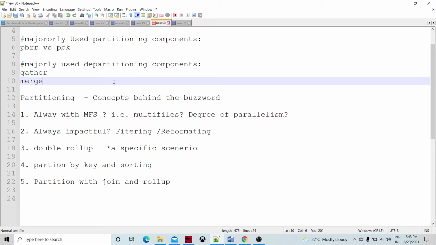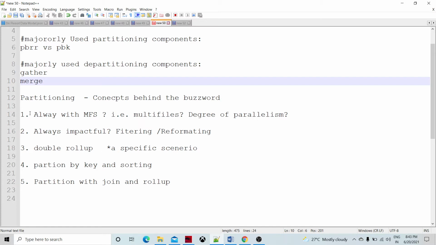We cannot expect a particular order from the gather's output. Okay, and if we want to consider ordered input or ordered output, then merge is going to be used. So let's talk about different buzzwords or different concepts relating to partitioning, and parallelly we are going to see actual examples.